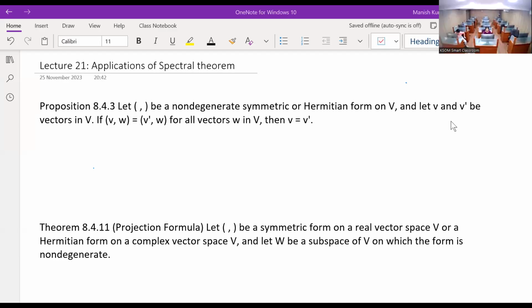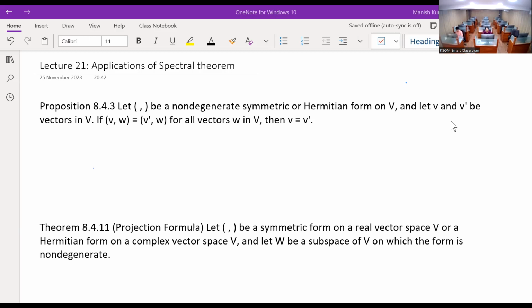So, for instance, this degeneracy result: when the form is non-degenerate and you have V and V prime, two vectors such that their inner product with every vector is the same, then V and V prime are the same. In particular, we used it to say that if V comma W is 0 for all W in V, then V must be 0. You can apply it to the case where V prime is 0.